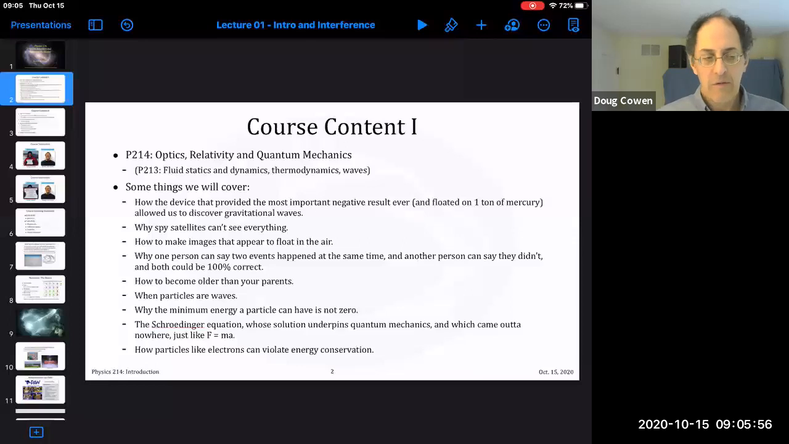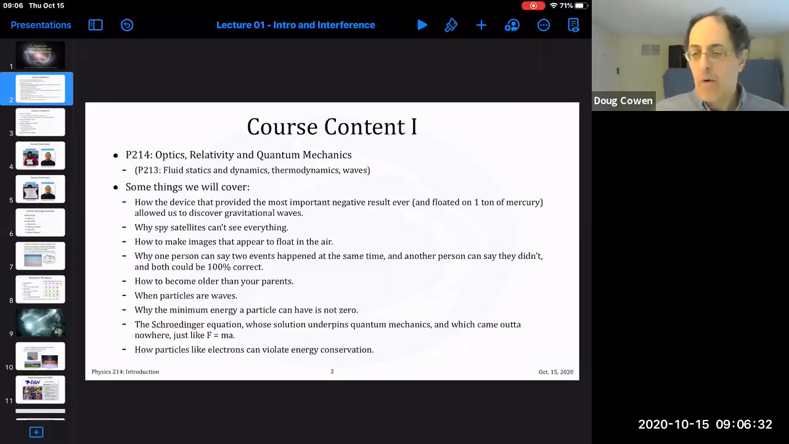So just to give some highlights, one of the things we'll talk about is how a device called an interferometer provided the most important negative result ever in physics. By negative result, I mean tried to find something and didn't. It was something that floated on a ton of mercury, but it was the inspiration for a device that allowed us very recently, in the last few years, to discover gravitational waves, which has opened a whole new realm in astronomy.